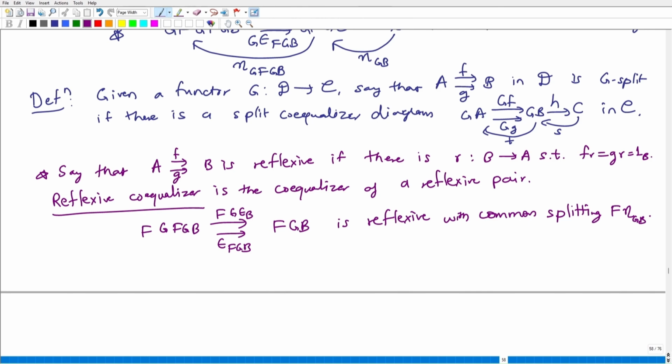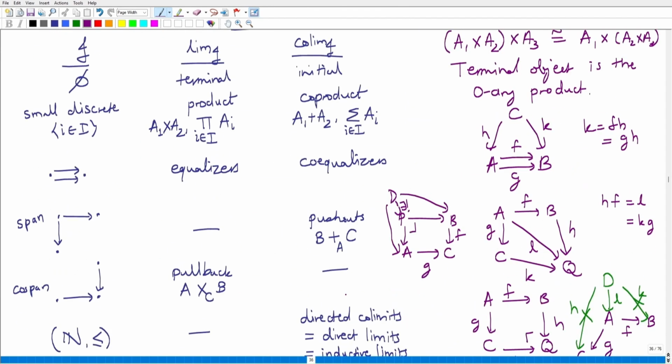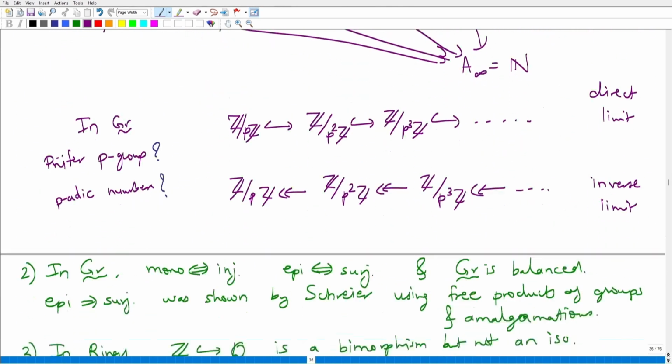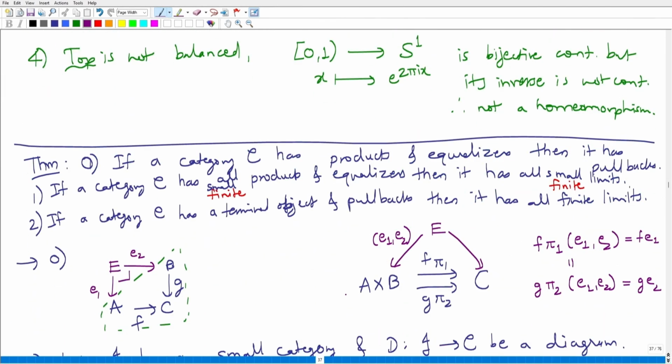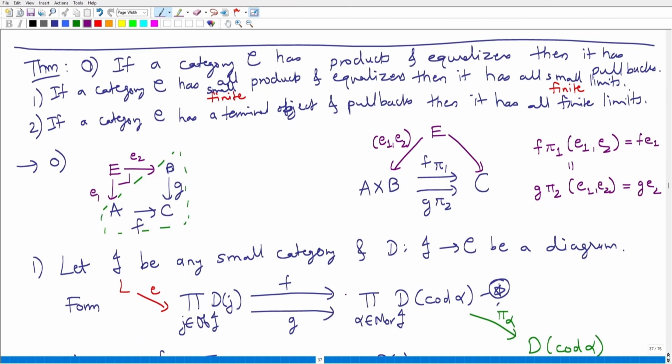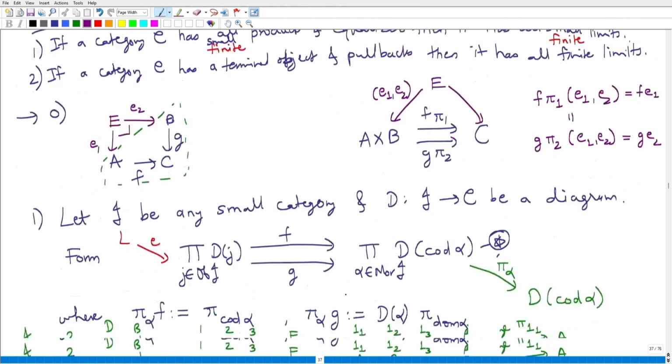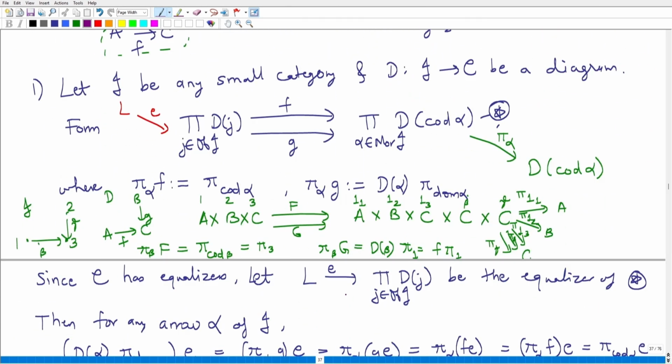In fact, we used this a long time ago. Let me try to figure out where that one was. We proved a result which said that all limits can be constructed using products and binary equalizers. Yes, this is the theorem: all small products and binary equalizers. So this is the diagram that we constructed at that point.